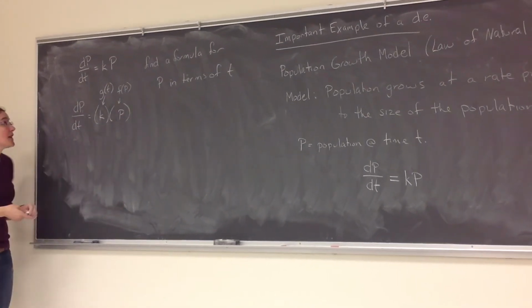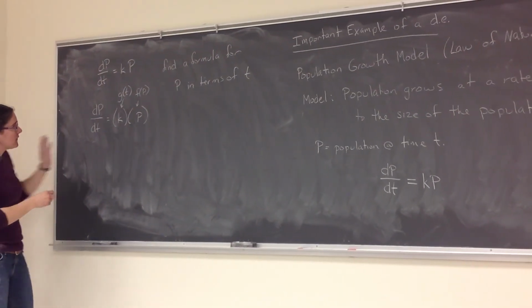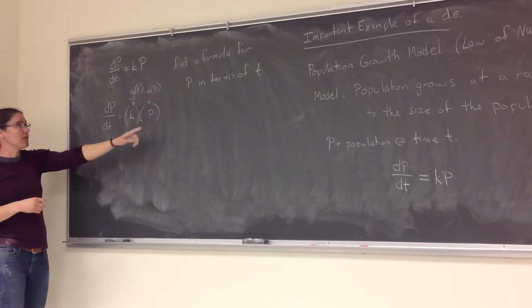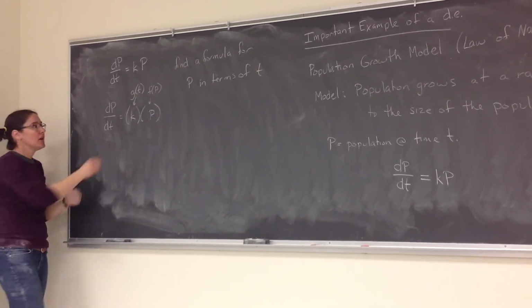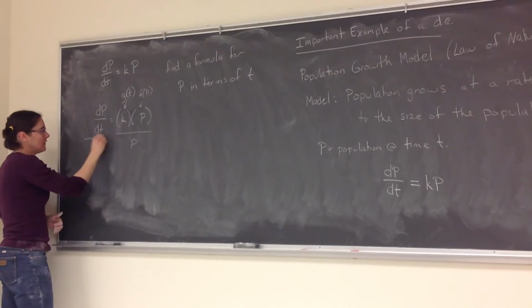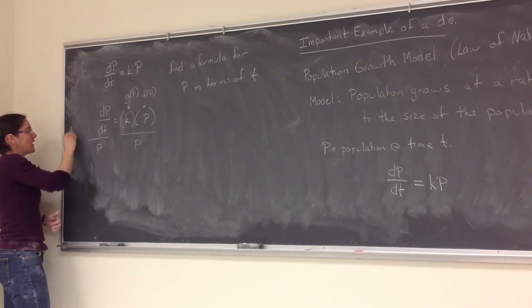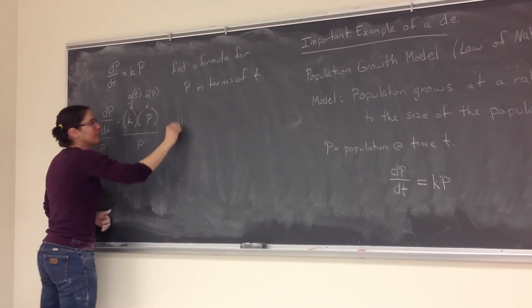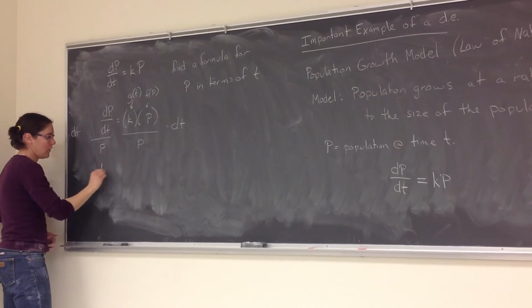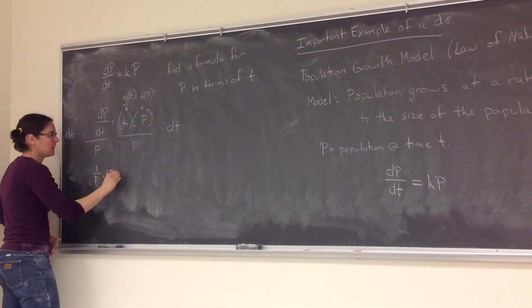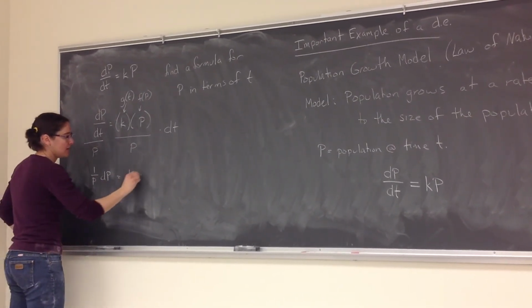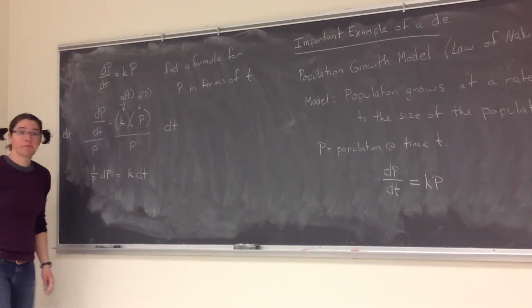Okay, so now I want to separate, and so I want to move all my stuff involving t's to the right-hand side, all the stuff involving P's to the left-hand side. So I'll divide by P, and I'll multiply both sides by dt. And so we've got 1 over P dP is equal to k dt.